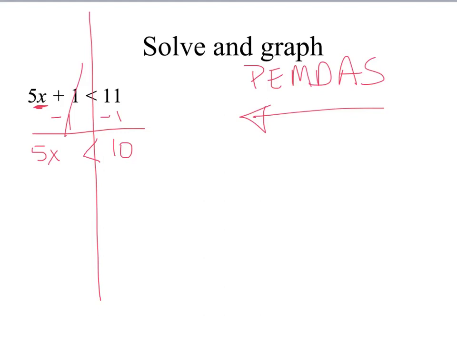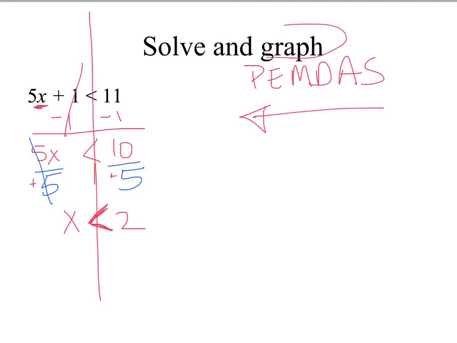A lot of you guys have the number sense to look at that and know what the answer is, but in the event you're just in the mode of solving, you would want to divide both sides by 5, and you're going to get that x is less than 2. So some people say, well, you just divided. Why didn't you flip the inequality? We divided by a positive 5, so the inequality stays the same.